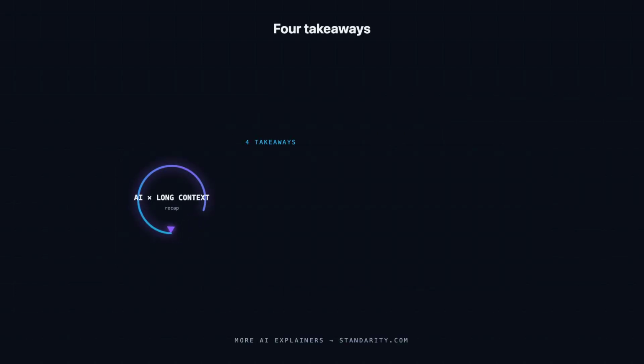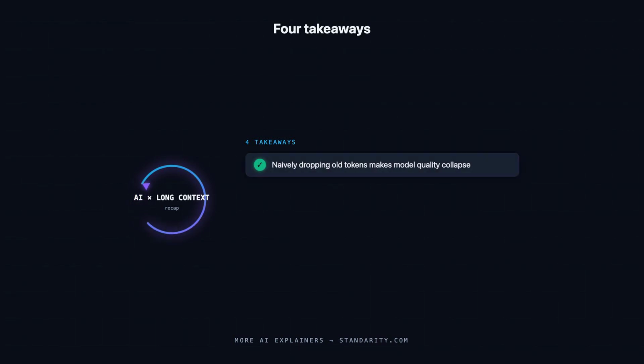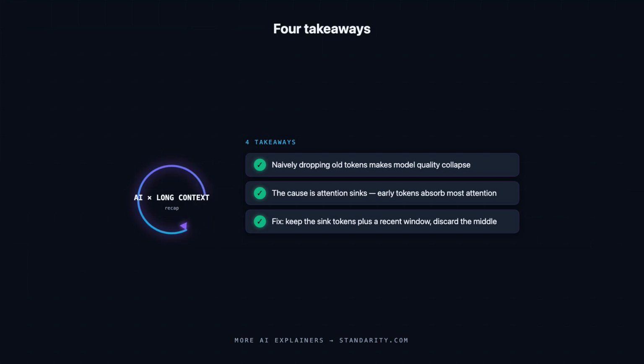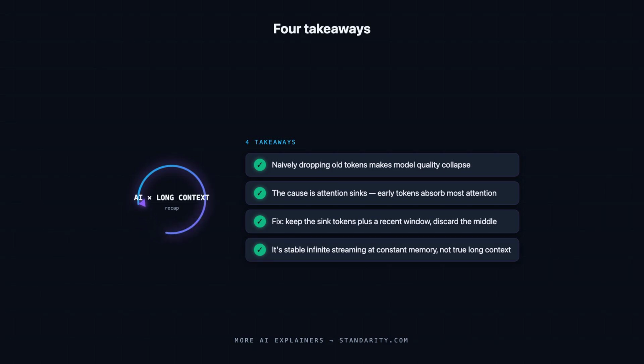Let's lock in the four things that matter. Naively dropping old tokens with a sliding window makes a language model's quality collapse, which is the puzzle StreamingLLM set out to explain. The cause is attention sinks. The first few tokens absorb a large share of attention regardless of meaning, and evicting them breaks the softmax. The fix is to always keep those sink tokens plus a sliding window of recent ones, discarding the middle so streaming stays numerically stable. Remember, it enables stable, infinite streaming at constant memory, not true long context, since the discarded middle is gone.